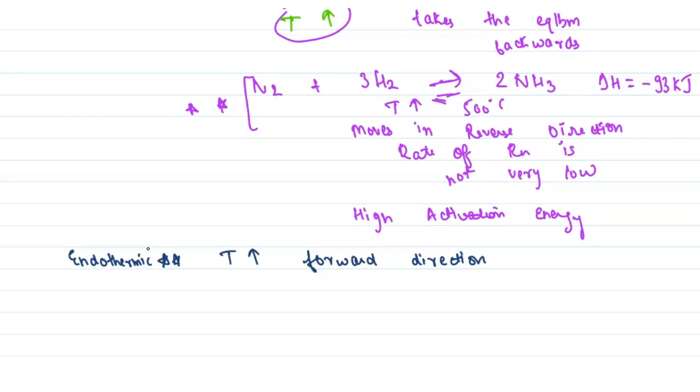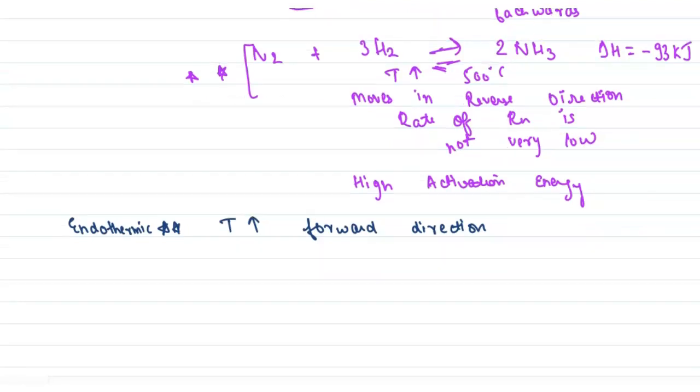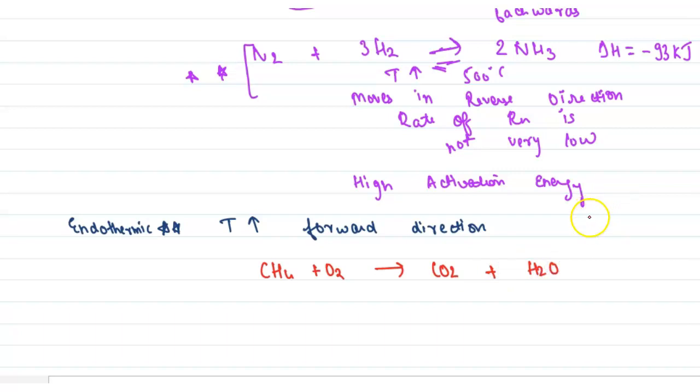Movement in the backward direction is like, I will give you a better example, methane oxidation. CH4 plus O2, and we produce CO2 plus H2O. Going in the backward direction means that even though we wanted to produce CO2, the reaction will be producing methane. That means going in the backward direction. Forward direction is as required: methane on oxidation will give CO2.